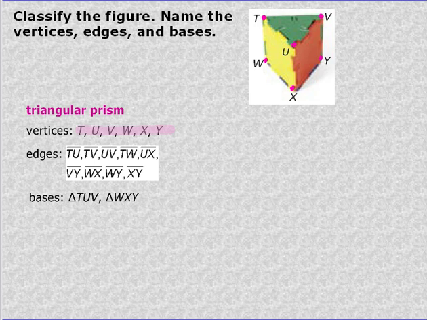Our edges are where the 2 faces come together. So we have segment TU, segment TV, segment UV, segment TW, segment WX, segment UX, segment XY, and segment VY. And we have those listed over here for our edges. There is one more that you can't see, behind. Don't forget that one, which is WY. And that's listed over here. And then our bases are the 2 shapes that are the same. Since it's a triangular prism, our base is going to be triangle TUV and then triangle WXY, the 2 bottom ones.